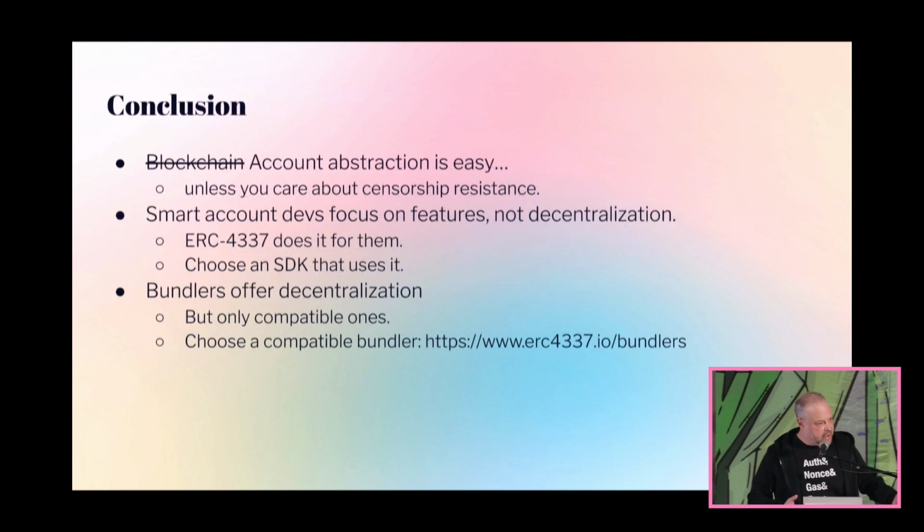So just to summarize, since we're running out of time, account abstraction could be really easy if we didn't care about censorship resistance, which is exactly the same reason we use the blockchain, because we do care about these values. So smart accounts shouldn't have to care about decentralizing. They should focus on user value. So ERC-4337 does it for them, as long as you use bundlers that are compliant with the protocol and participate with the mempool properly.